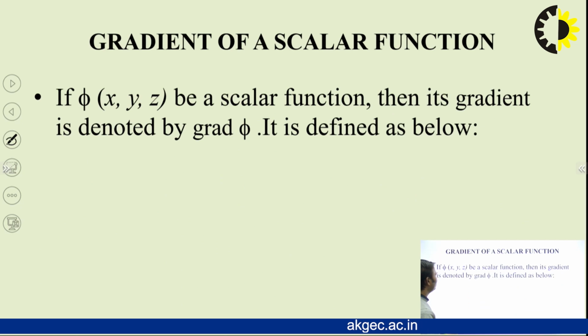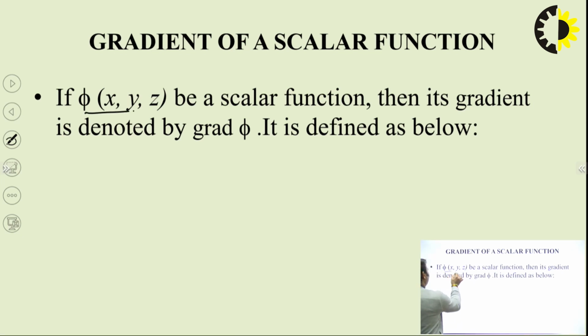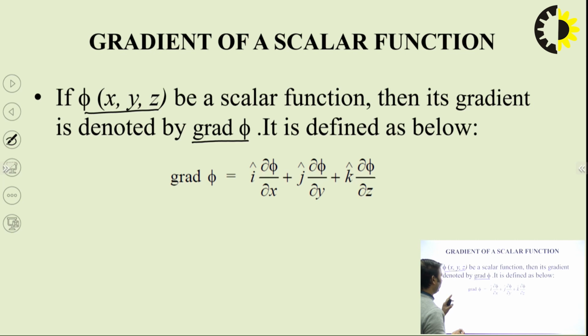Now one more operator is the gradient of a scalar function. When we are talking about Green, Gauss and then Stokes theorem, we must understand what the gradient is in the vector function or the scalar function. Let's suppose there is a scalar function phi(x, y, z). Its gradient is denoted by grad phi, and it is defined as follows. When we are looking for the grad of phi, we must take the partial differentiation of the scalar function phi with respect to x.